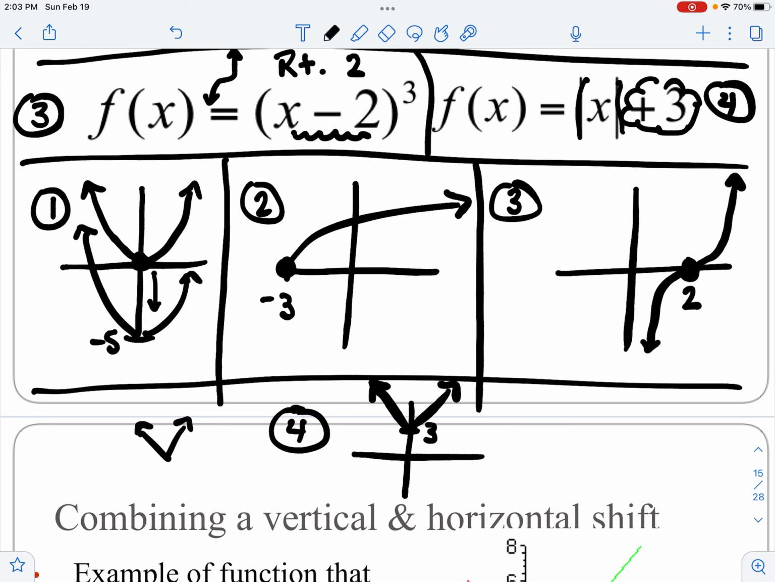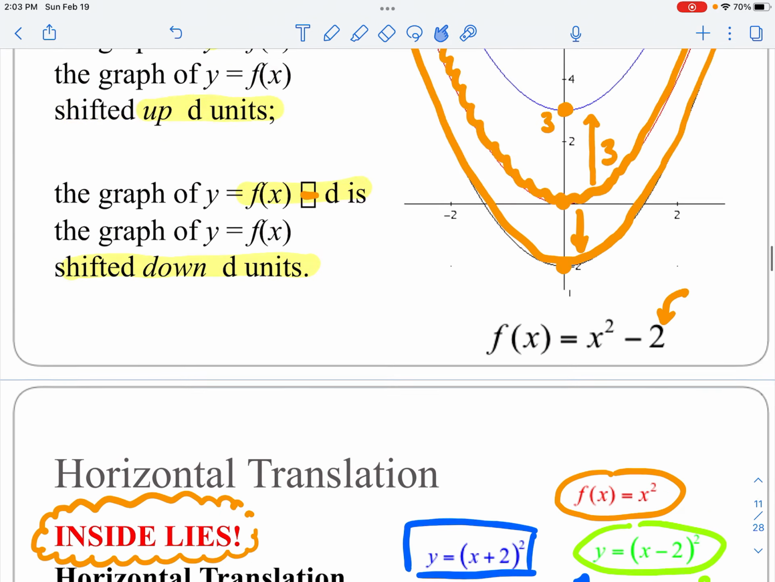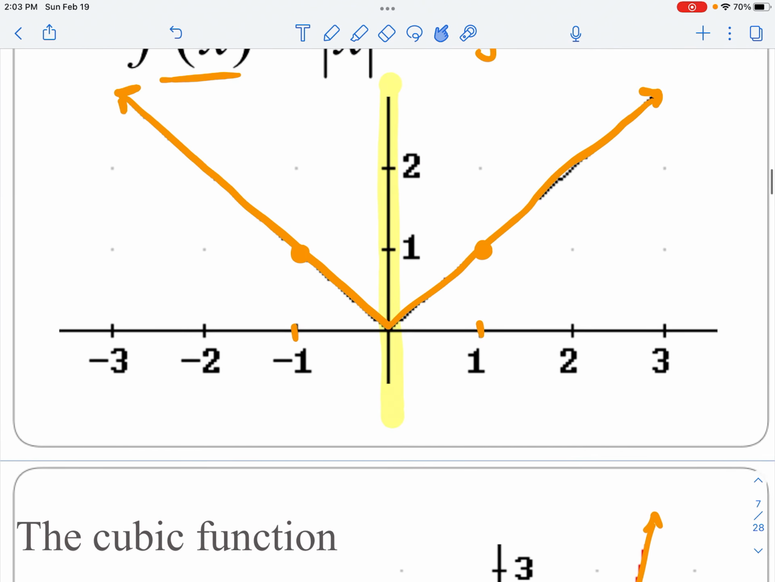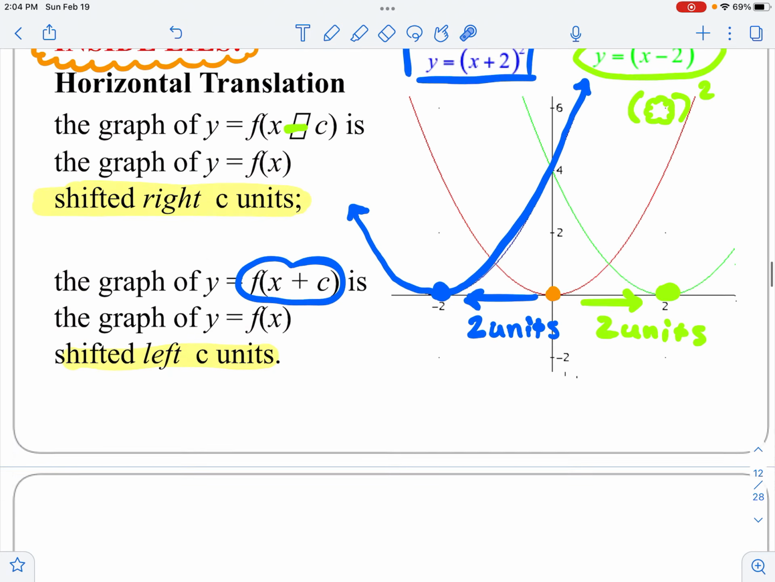So as simple as that was, just taking these original graphs that we have, seeing what their structure is, and then if I had a plus 3 on the end like I did, that would just move everything up 3, and I still have the same V structure. Everything just gets shifted up 3 units.